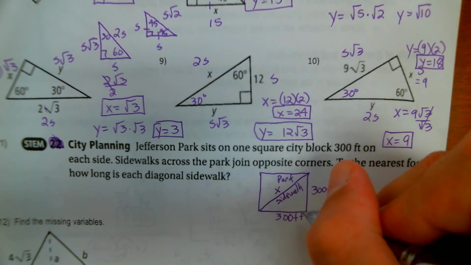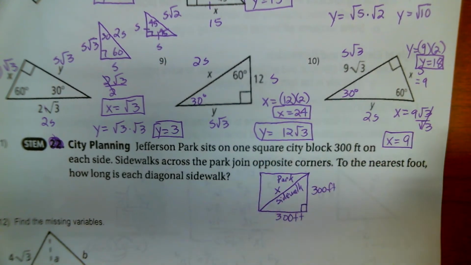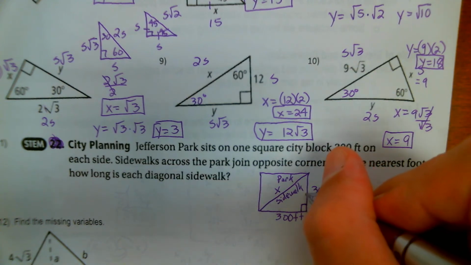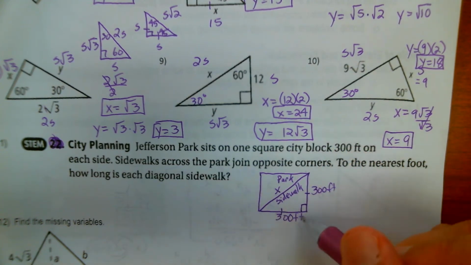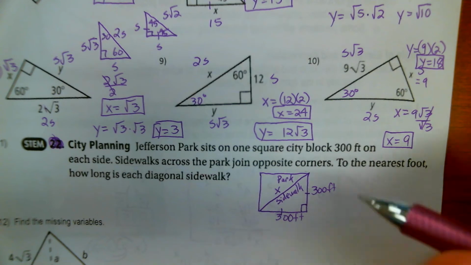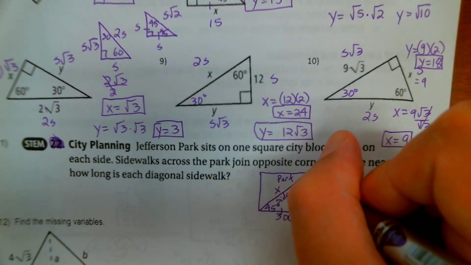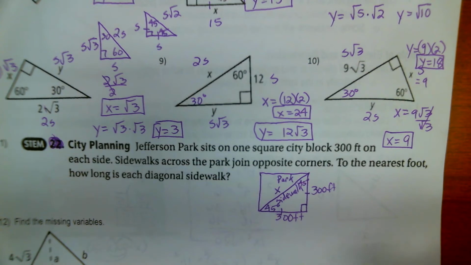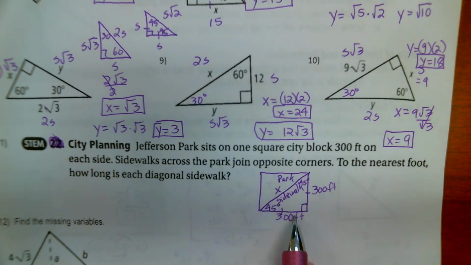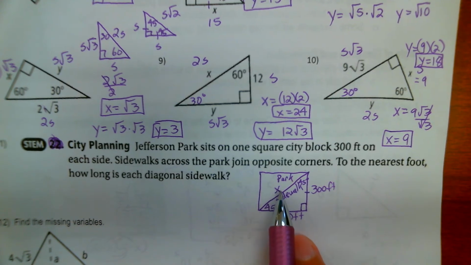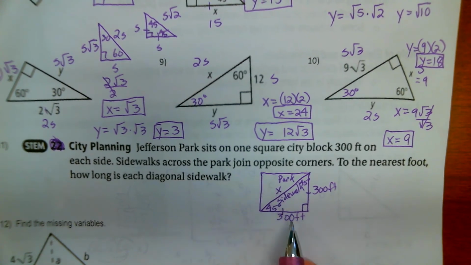Okay, if we have a square, then that means all 4 angles are 90 degrees. And if this is 300 and this is 300, this is an isosceles right triangle, right? So the only way that can happen is if these 2 angles are 45 degrees. So here's our classic 45, 45, 90. All right, am I going from little to big, or am I going from big to little? Okay, we're trying to find the hypotenuse, the longest side, so I'm going from little to big.